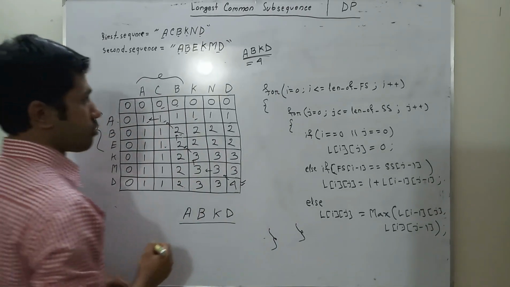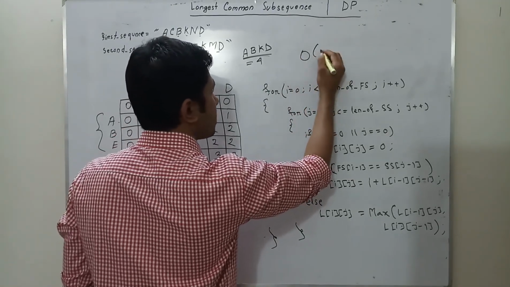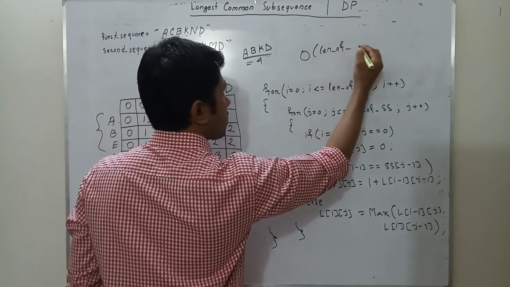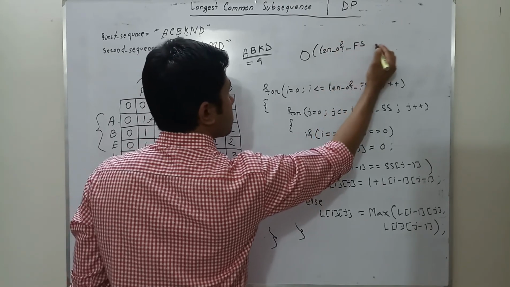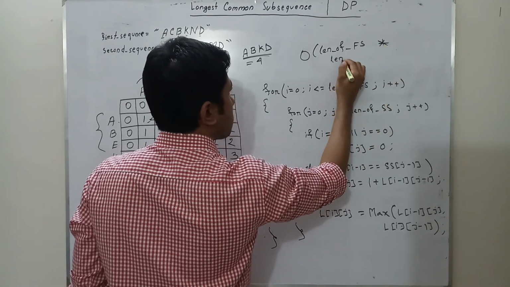Now the complexity of the problem is big O of length of first sequence into length of second sequence.